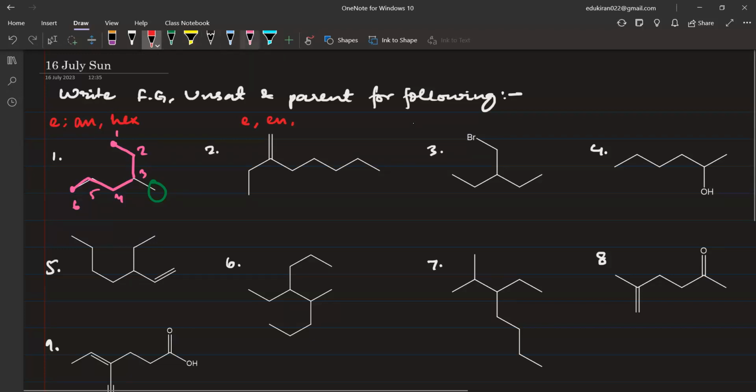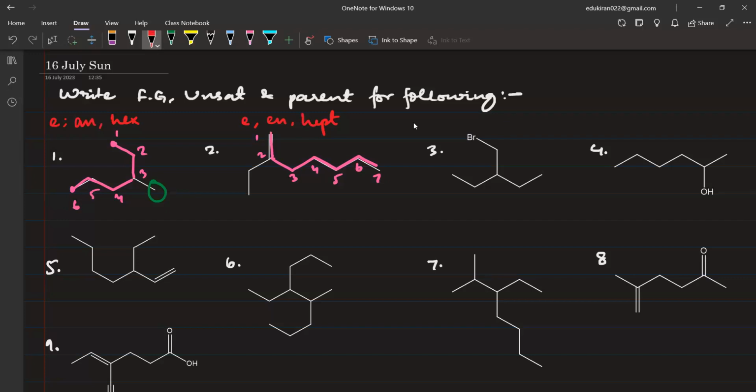So our parent carbon chain will be something like this, 1, this way. So here we have how many carbon atoms? 1, and the numbering will be done from the carbon atom that is nearest to the double bond. 2, 3, 4, 5, 6, and 7. So this is hept.